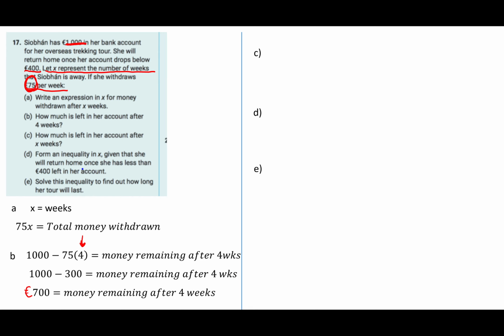Let's try part C. How much is left in her account after X weeks? Well, in this case, we don't know how many weeks she has withdrawn the money, so we'll keep our unknown value as X. This means that €1,000 minus 75 times her number of weeks, X, will give us the money remaining in her account. €1,000 minus 75X equals the money remaining, because we know that 75X represents the money withdrawn after X weeks.